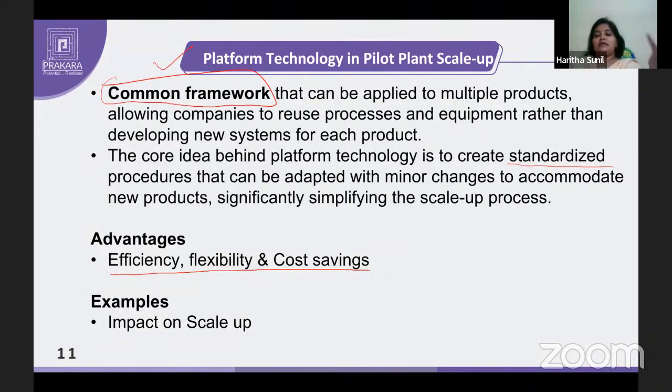And you have the flexibility. Flexibility is nothing but a single platform here can be modified to accommodate different product formulations, which allows companies to introduce new products much faster. And you're reducing the cost by doing all this. So these three are the major advantages of this particular platform technology.